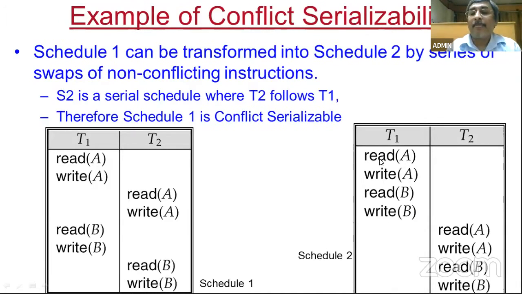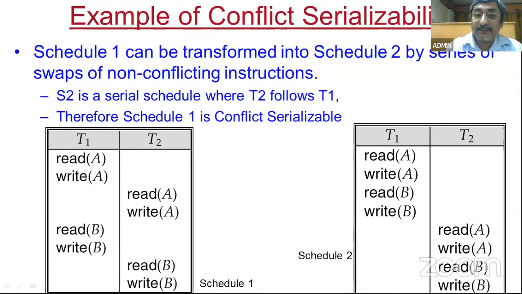If I do that, I get read A, write A, read B, write B, read A, write B, read B, write B. So I see that to resolve these conflicts in a very nice manner, T1 has to be done first and then T2 has to be done. How did I achieve it? By swapping non-conflicting instructions. So schedule 2 is a serial order of the transactions. Since I could achieve it, schedule 1 was conflict serializable.